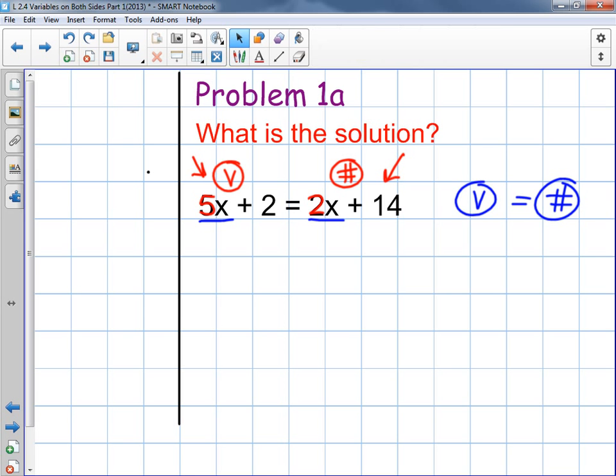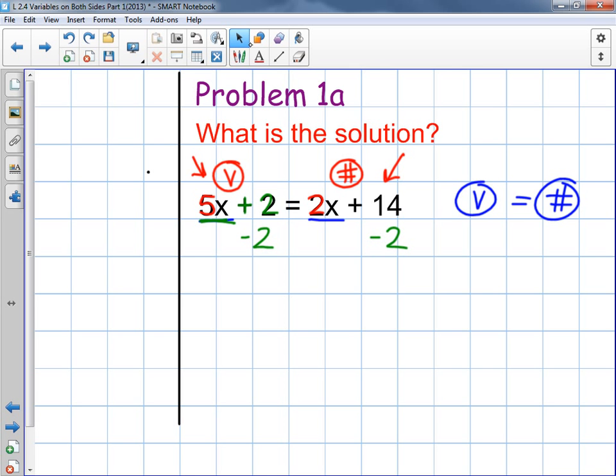So I'm going to do this in one step. On the variable side I only want variables, so I'm going to get rid of the number or constant. So to get rid of plus 2, I do the opposite and I subtract 2. And what I do on one side of the equation, I have to do on the other side. Now you don't just write minus 2 anywhere on the other side, you line it up with the other number.